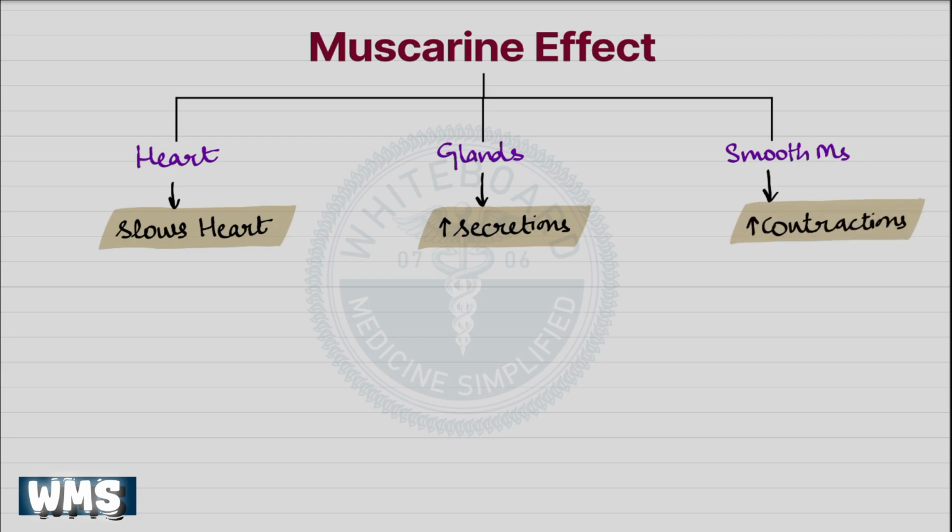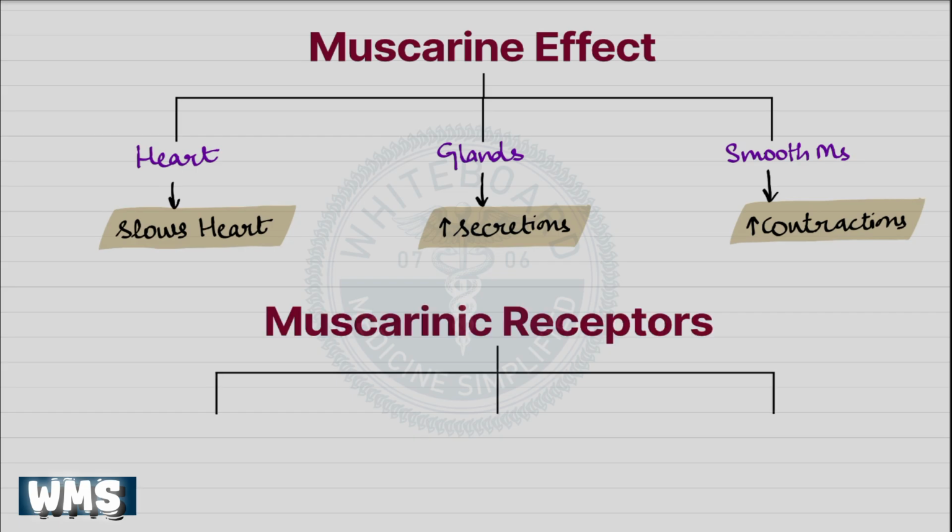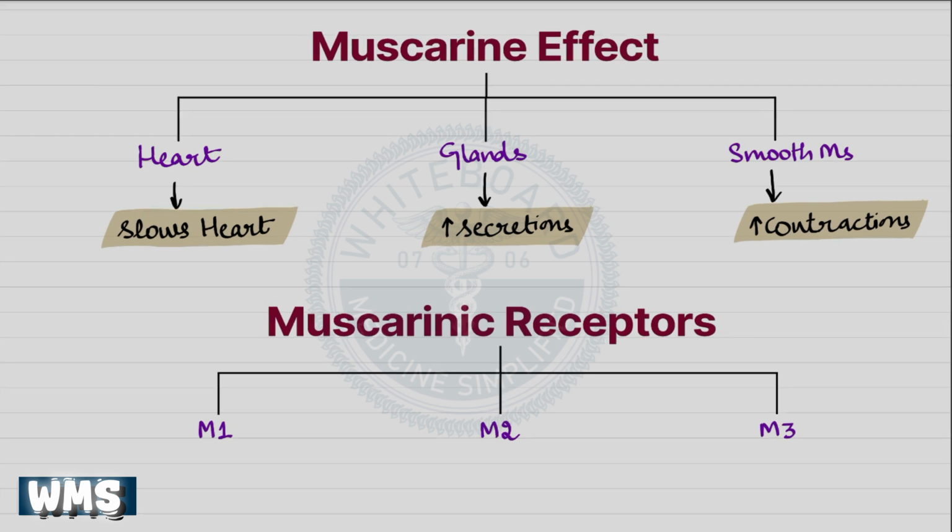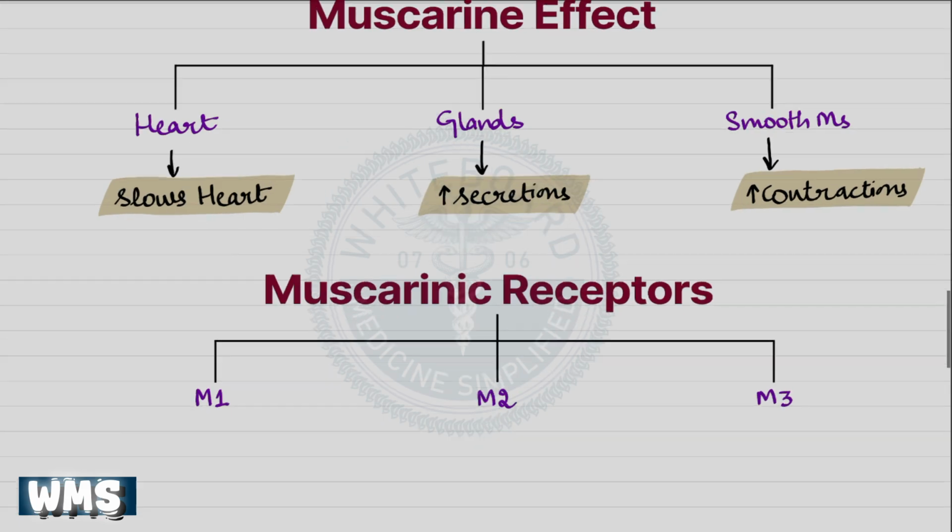Muscarinic receptors are not just one single receptor. They are divided into subtypes like M1, M2, M3, and even M4 and M5 are present. However, from a clinical and exam point of view, the important ones are M1, M2, and M3. There is one more important point to remember.